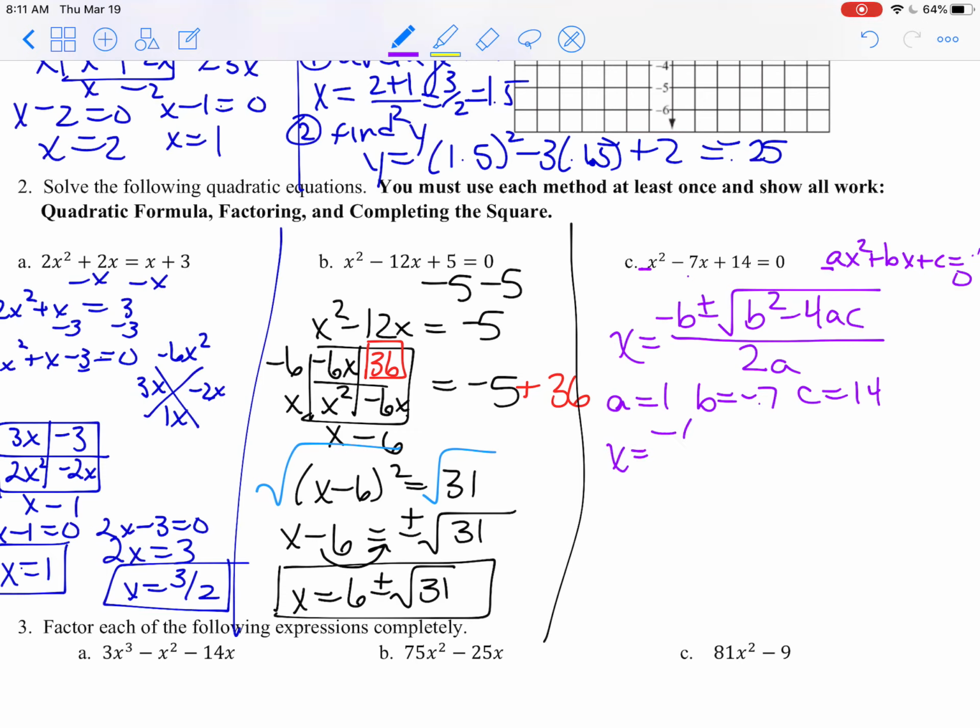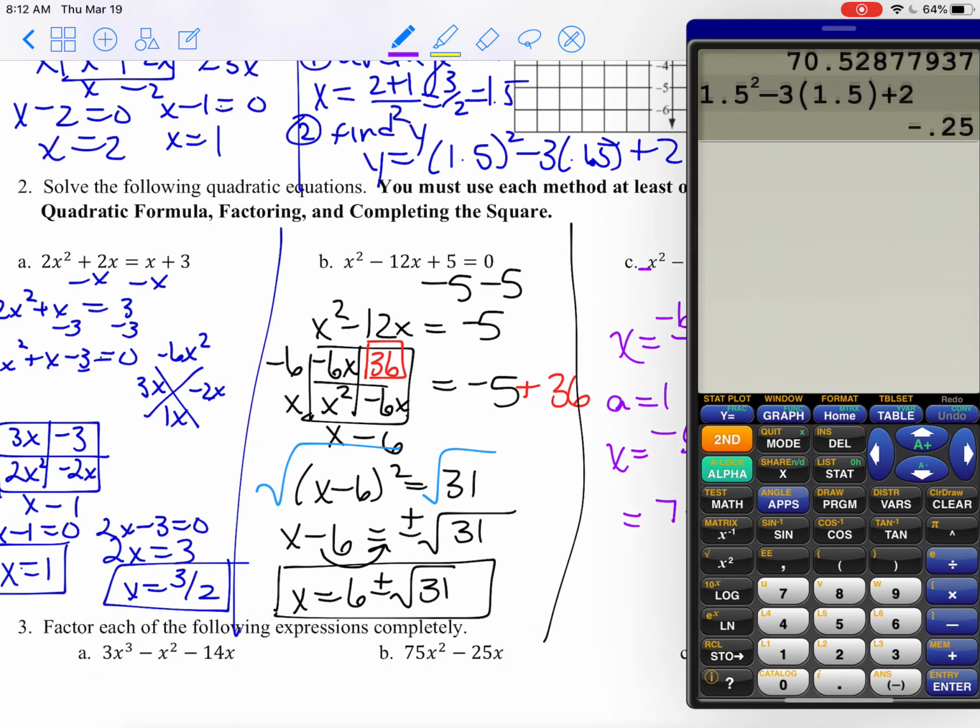So x equals negative of b, which is negative 7, and always use parentheses, please. Plus or minus the square root of negative 7 squared minus 4 times 1 times 14 over 2 times 1. Okay, now we just simplify. Negative and negative is a positive 7 plus or minus, and here I'm going to pull up my calculator.